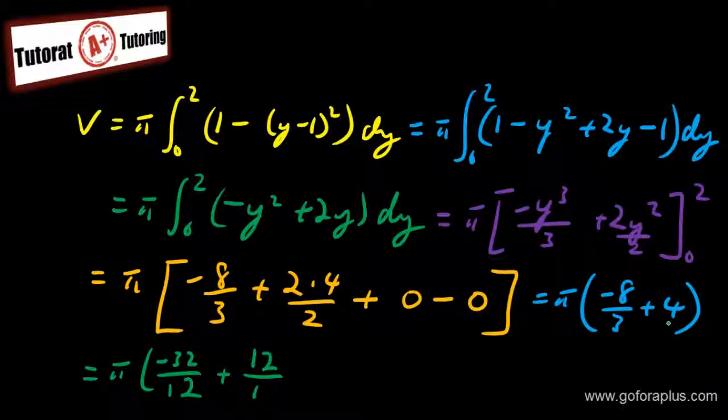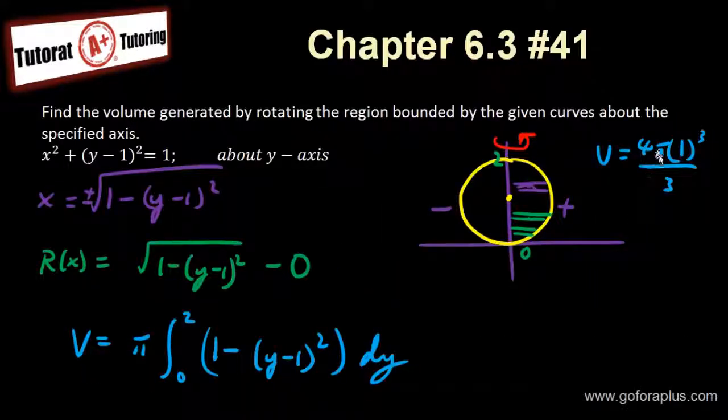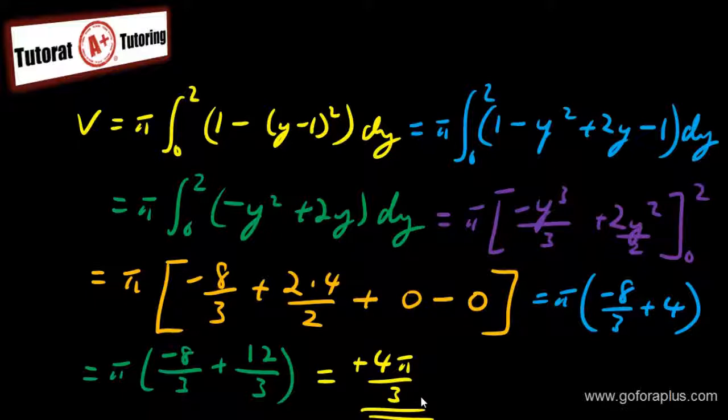No, I should put everything on 3, right? I don't know why I'm putting it on 12. Because it's just 4, right? The common denominator is 3. So I have minus 8 over 3. Sorry about that. So this is 12 over 3. So this is going to equal 12 minus 8, which is 4 pi over 3. And basically, this is my previous answer that I assumed, 4 pi 1 cubed over 3, which is 4 pi over 3, right? And then my answer is 4 pi over 3.